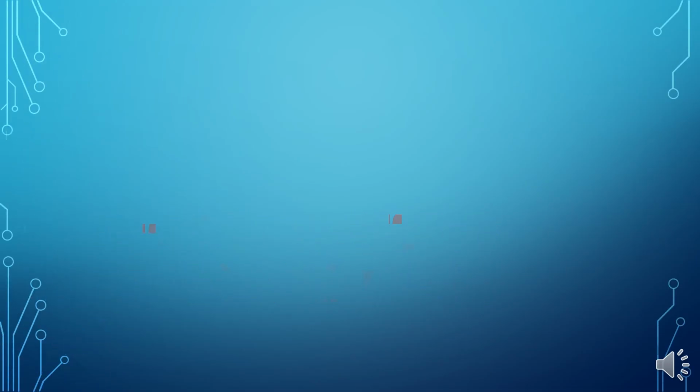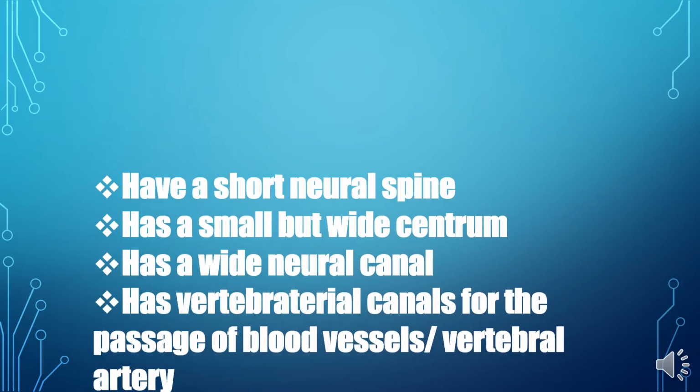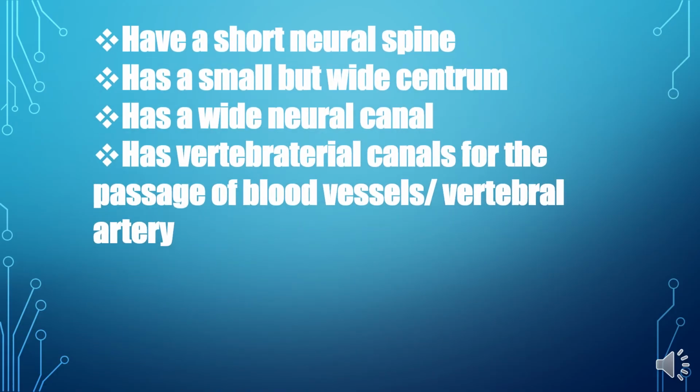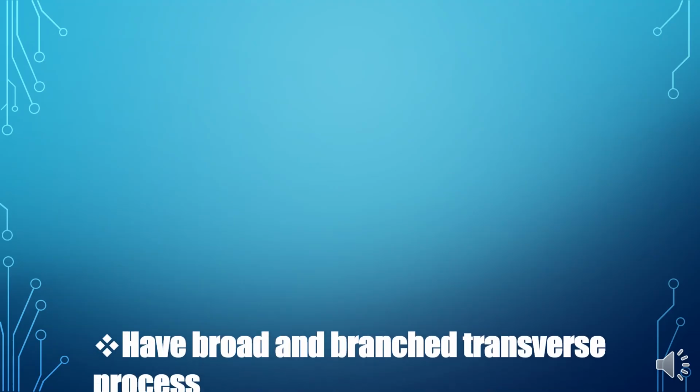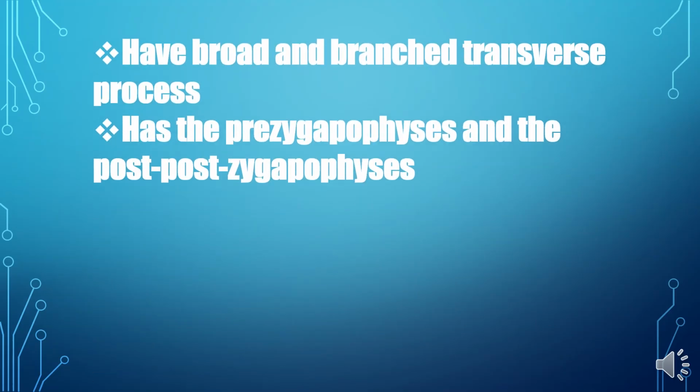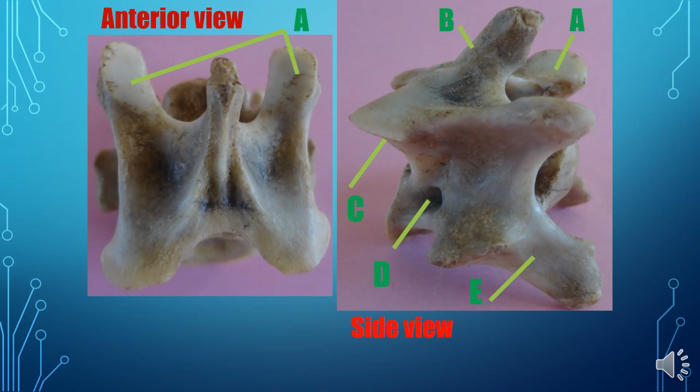Characteristics of cervical vertebra. They have a short neural spine, has a small but wide centrum, has a wide neural canal, has vertebrarterial canals for the passage of blood vessels into a vertebral artery. They have a broad and branched transverse process, has the prezygapophysis and the postzygapophysis. This is its anterior view on the side view.